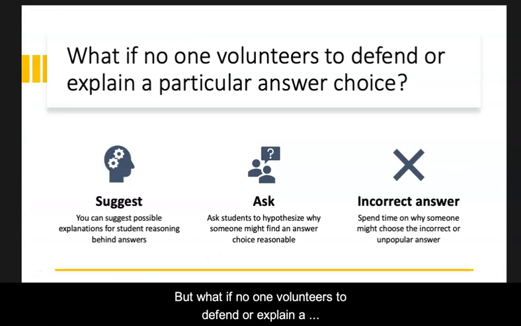But what if no one volunteers to defend or explain a particular answer choice? In this case, which is quite common, particularly early on in the semester when you're using these clickers, you may want to suggest possible explanations for students' reasoning behind the answers and see which of those reasonings your students may agree with or support. You could also ask students to hypothesize why someone might find an answer choice reasonable. I really love this idea because then no one has to specifically defend their own answer, but then they can start to think about why students might have chosen the same answer they did or another answer.